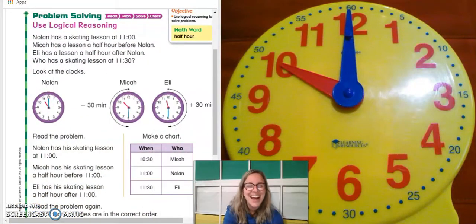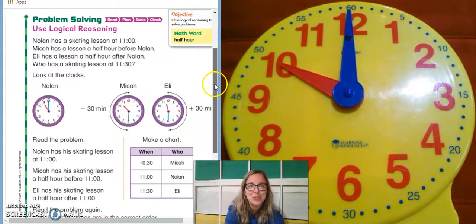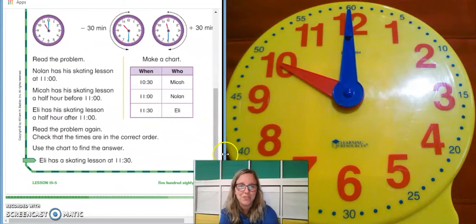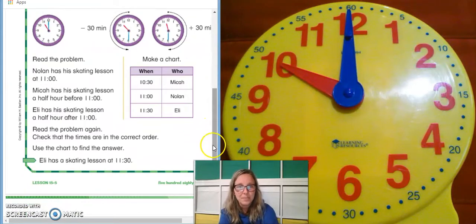So now we're going to be taking all that stuff that we learned last week and we're going to be applying it in our problem solving pages. So if you want to get your books ready, open up your book to this first page, lesson 15.5. It is on page 581.